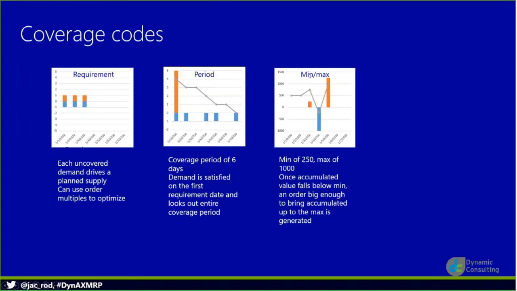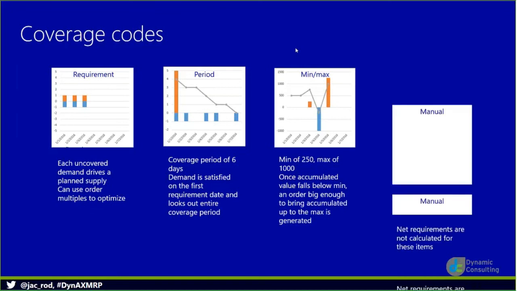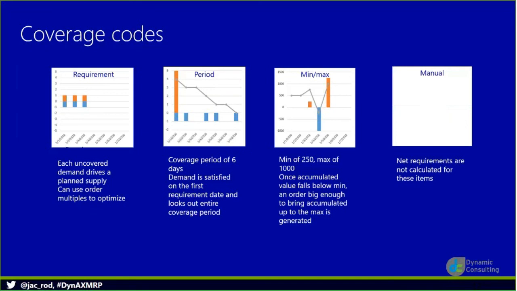So this can be used in situations where you have a maximum storage availability on your site, or you have regulatory limits on how much of certain inventory you can have available, something like that, where you have to control how big the order is when you get it into the system. And then finally, the last coverage code is manual. For items in a manual coverage group, net requirements are not calculated.